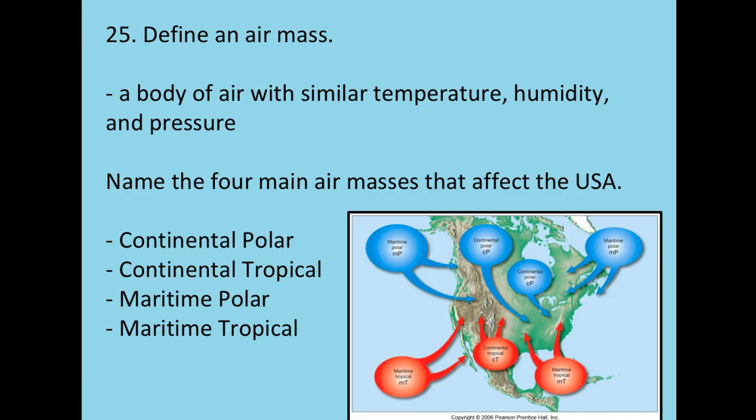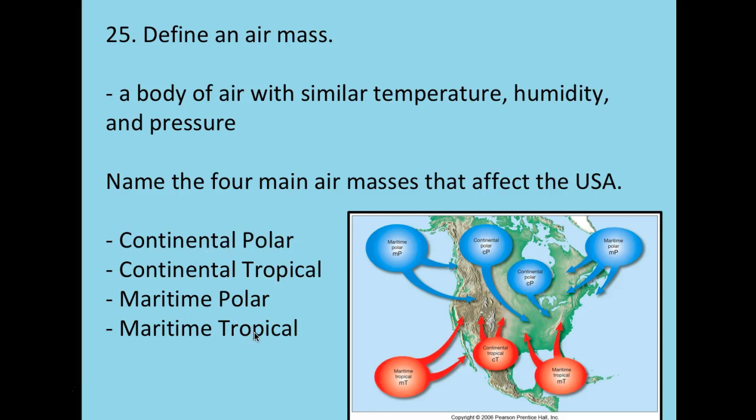Number 25, air masses. So an air mass is just going to be a section of air, a large body of air that has similar characteristics. So it's going to have similar temperature, humidity, and pressure. And the four main types of air masses that affect the United States are listed right here.